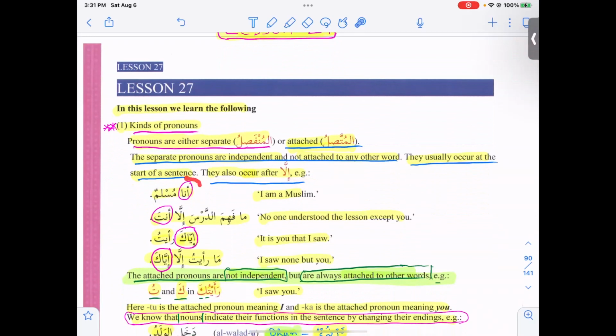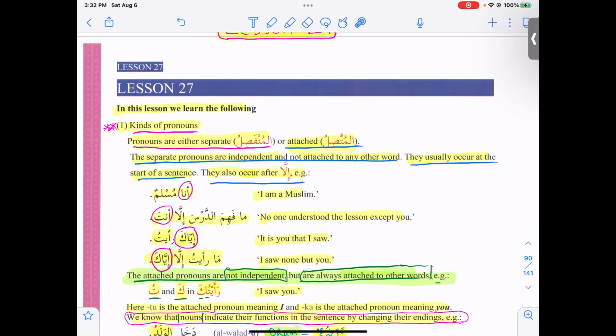Ana. I want to define it. You have to remember, I don't think it's mentioned here. Pronouns, they are mabni. They can be muttasilun or munfasilun. They are mabni, but they are definite. We have to remember, they are definite. So, I will define this. Ana. How will I define it?